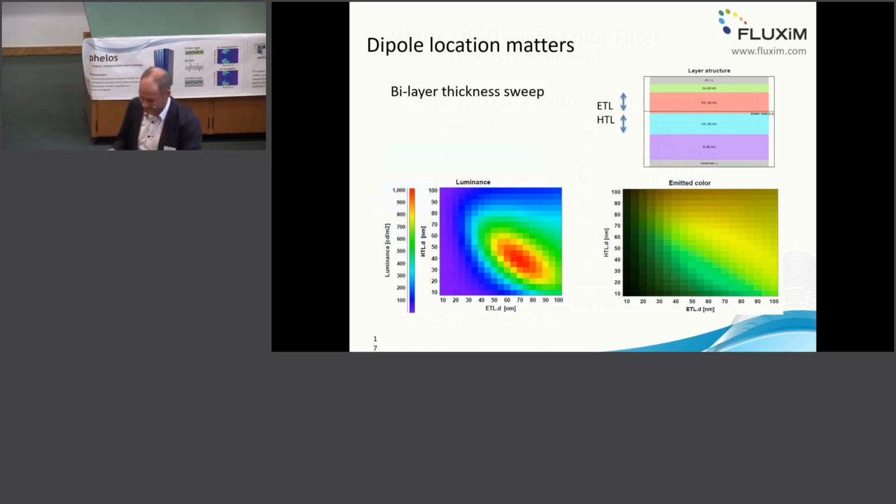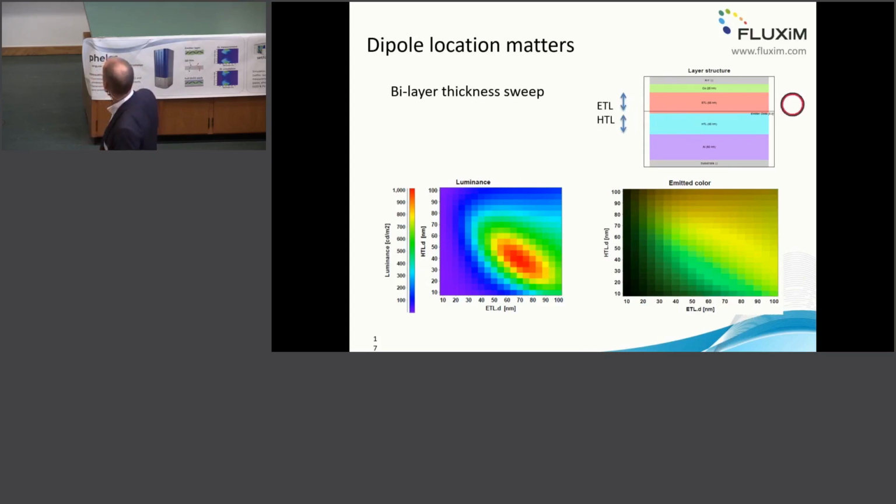Dipole location matters. On the one hand, it's a question of cavity. Where is the resonance of the cavity? So here the thickness dependence is shown again. We calculate the luminance, but we can also plot the emitted color, at least how it is represented by this beamer here. The gamut of this beamer is limited, but this is the color, how we calculate it from the calculated spectrum.